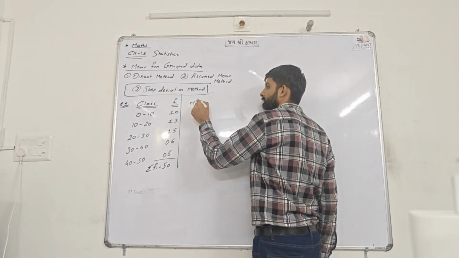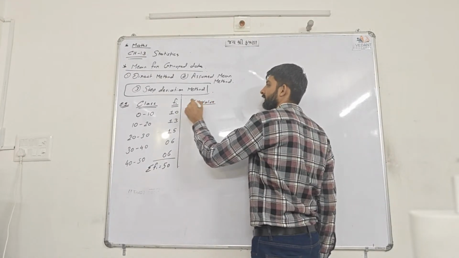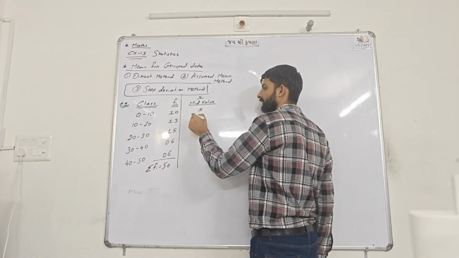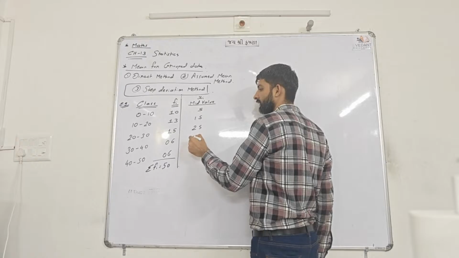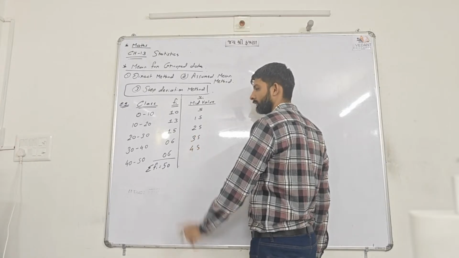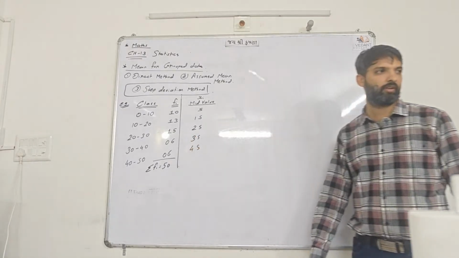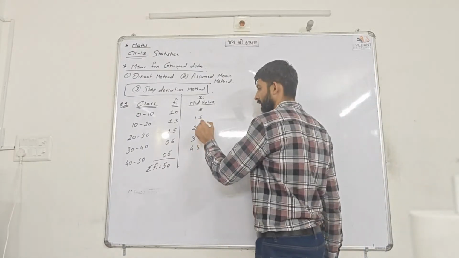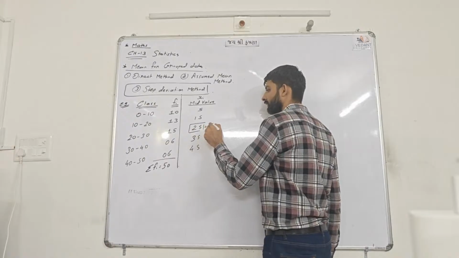Let's say the mid value, that is xi, you need to find out. That you have to do in every method: 5, 15, 25, 35 and 45. Again, select one value. Which value should we select? 25. So let's select A as 25.